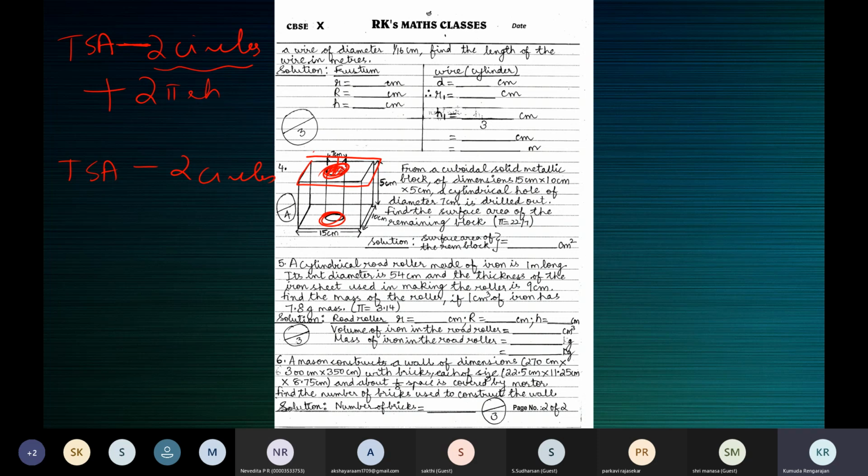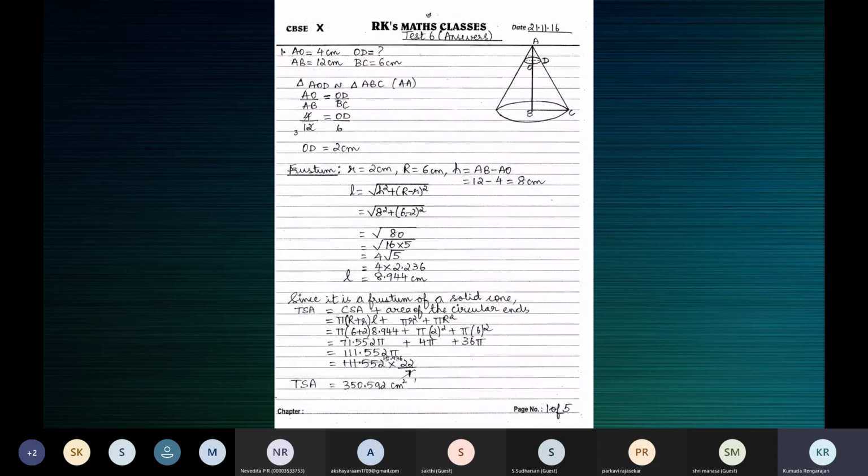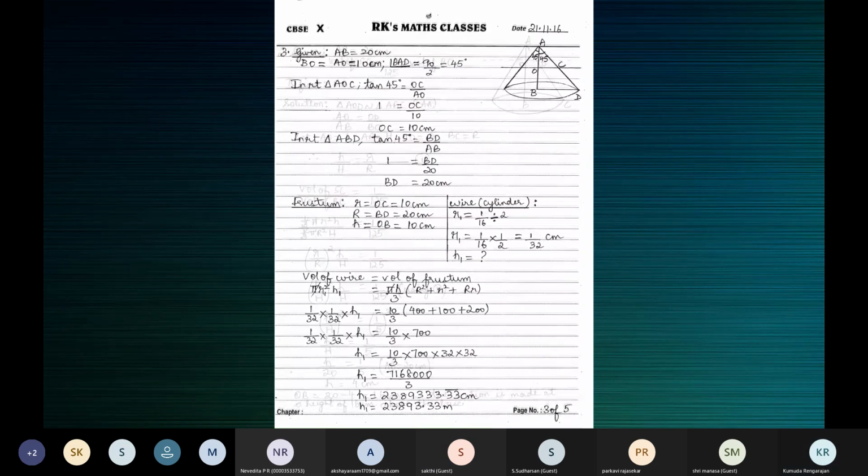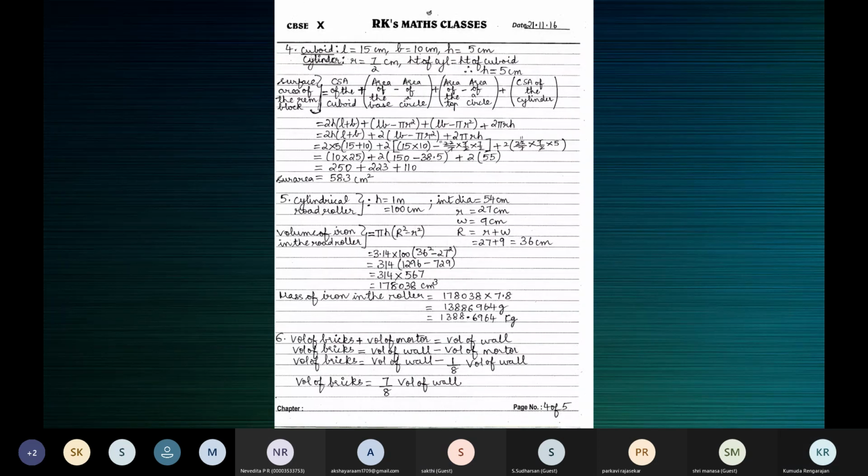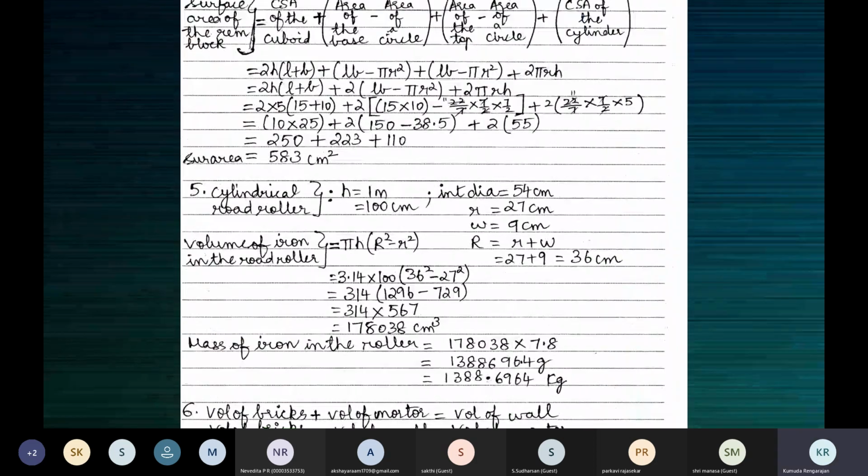What's the answer? Has anyone completed? 583 centimeters square. How much? 583 centimeters square. Let me see. 583. Which one? Oh yeah, you're right. Okay.